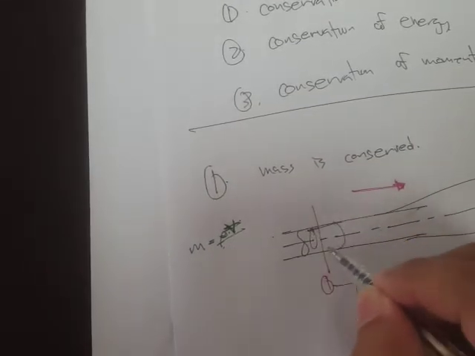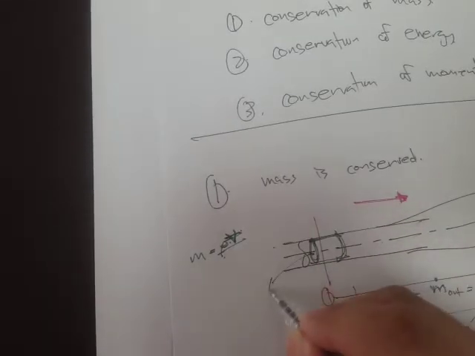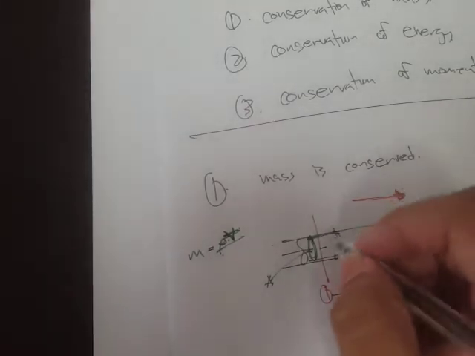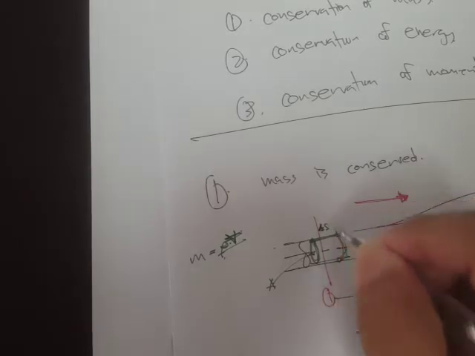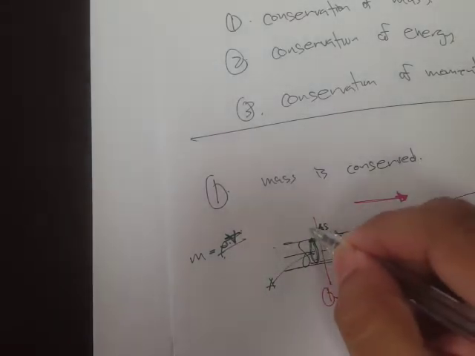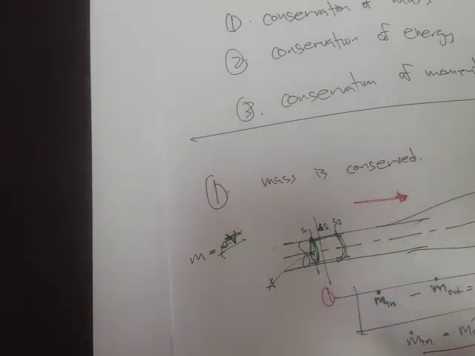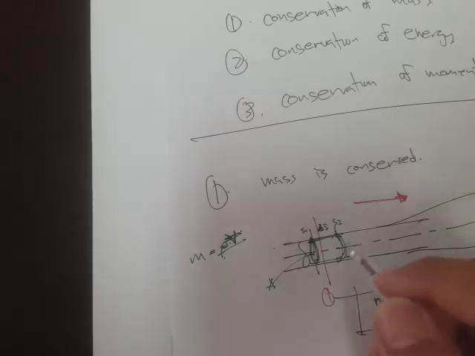Now if we consider a fluid element right here, we have this area and we have this length. Let's say our length is delta S, because it is in motion. So this is our point 1, S1, and this is our S2 after some time. So that's delta S, the displacement from point 1 to point 2 in this fluid element.